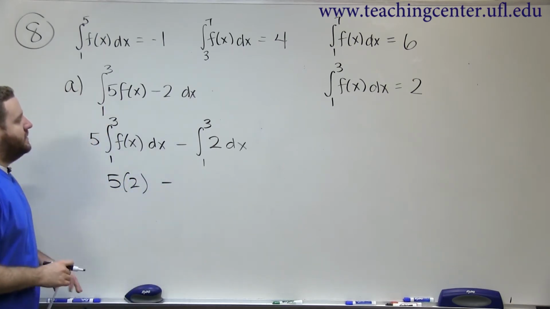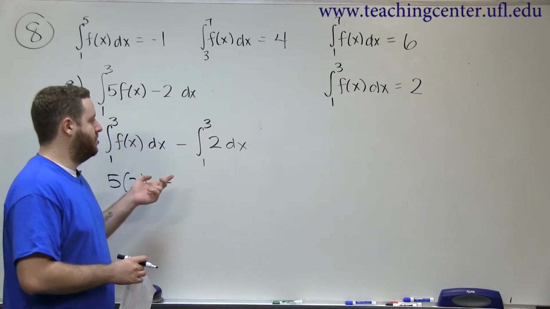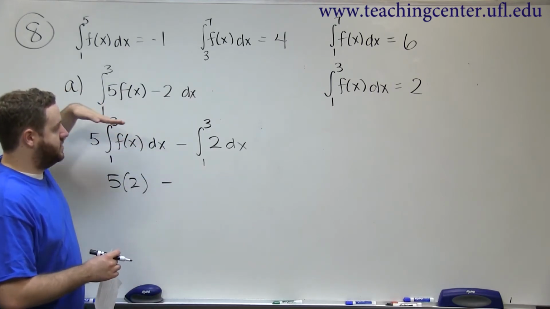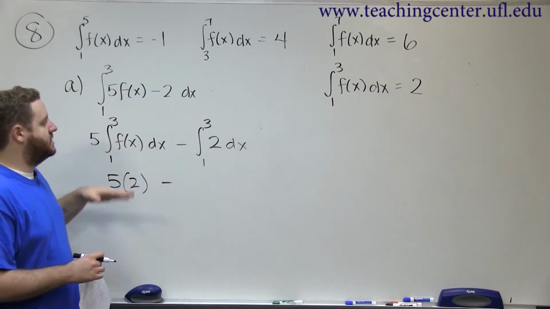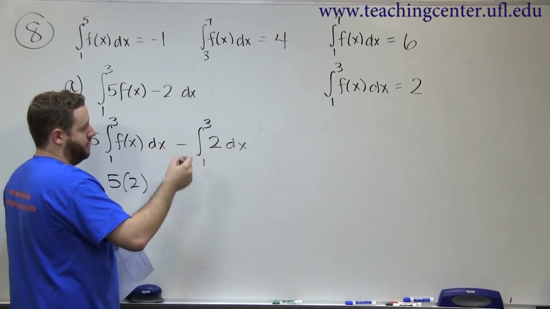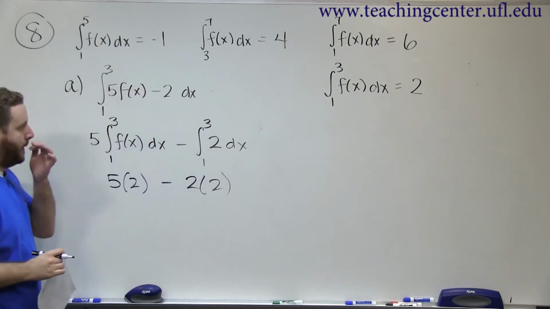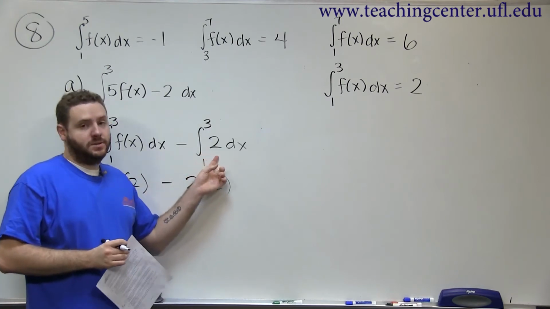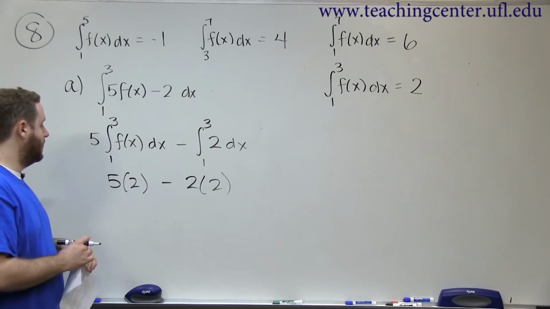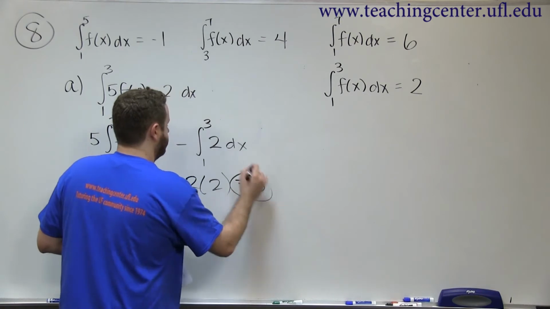minus, over here, if you take the integral from 1 to 3 of 2, remember you're saying what's the area from x equals 1 to x equals 3 under the function that's just a horizontal line of 2. So that's just a rectangle. In this case, it's a square that has a height of 2 and a width of 2. Again, its height is 2 because that's what the function is. You're measuring it to the x-axis, and then its width is 2 because it's from 1 to 3. So we get 10 minus 4, which is 6.